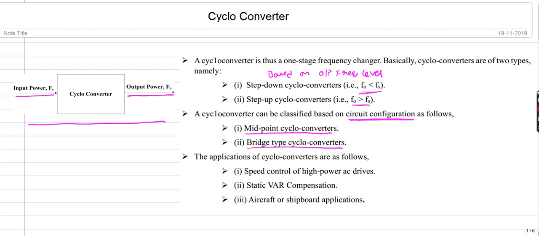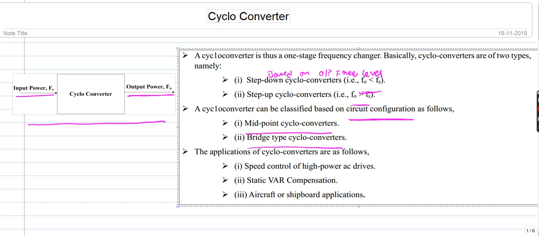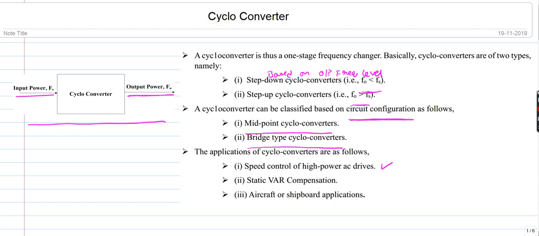When it comes to the applications, by changing the frequency, we can change the speed of the AC drive. So variable speed operation of AC drives is one application. Another one is static VAR compensation, that is reactive power compensation. Another major application is aircraft or shipboard applications. In aircraft and shipboards, different components require different frequency levels, so in those cases cycloconverters will be used.